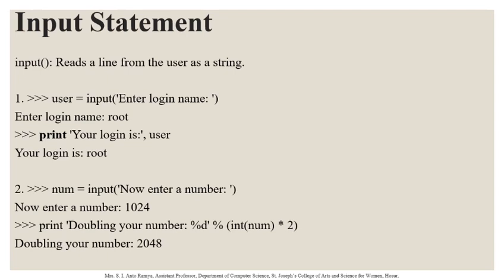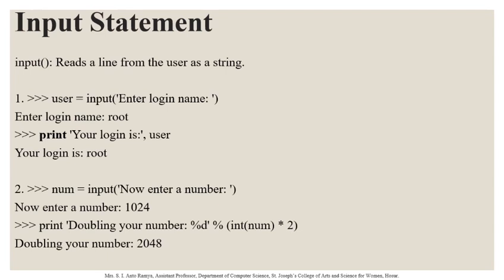In the next line, we are going to give the print statement. Print, again, 'your login is' is given within quotes, so it will be displayed as such, comma, user. Here user is our variable, so the value of user will be displayed. In the previous step, the value that was stored in user is root. So in the output, 'your login is root' will be displayed.